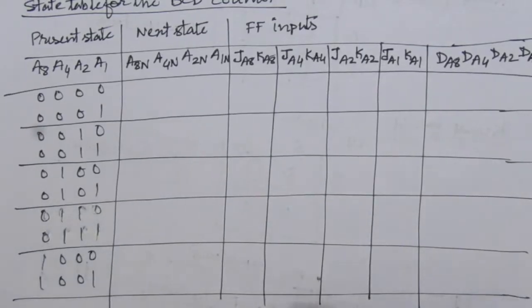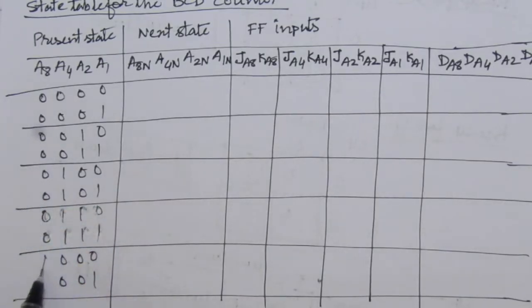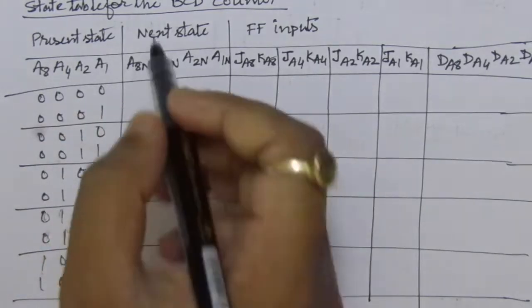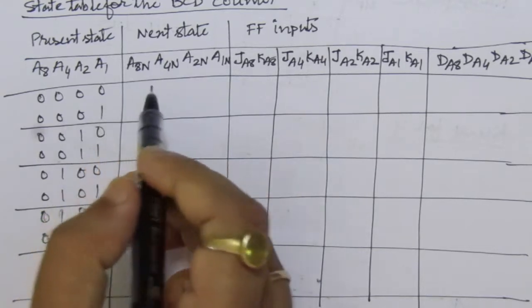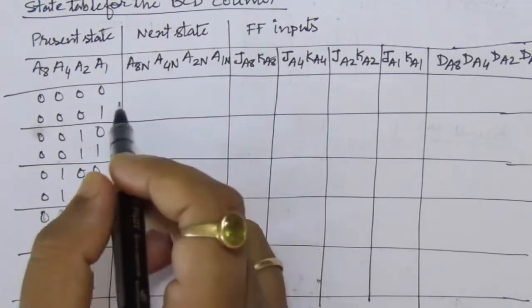Okay, so up to 9 we have to find out because it is a BCD counter. So 1, 2, 3, 4, 5, 6, 7, 8, 9, 10. We can count 10 pulses using these states. For the present state 0000, the next state will be 0001 because it is a counter. If we assume it to be an up counter, it will increment by 1.